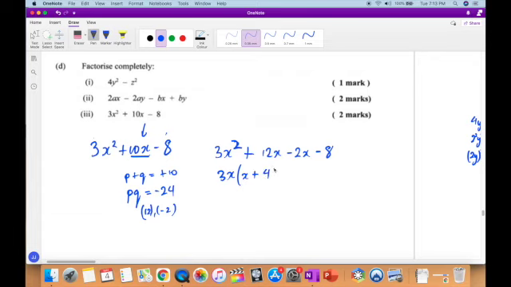3 fours are 12, yeah? And if I put x plus 4 on this side, what would I need? I would need negative 2 over here. So negative 2 times x would give me negative 2x. Negative 2 times 4 is positive 8. So therefore, now the factors are 3x minus 2 and x plus 4. Everybody cool? Yes, sir. All right.